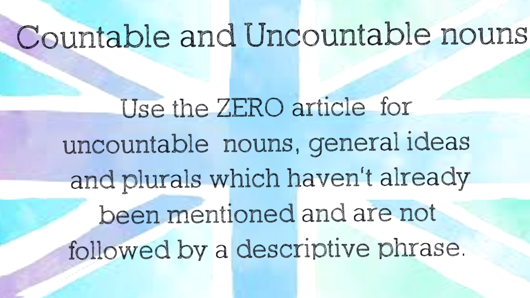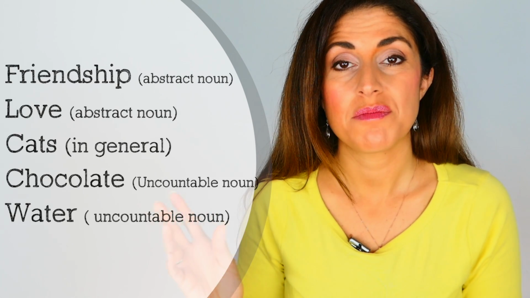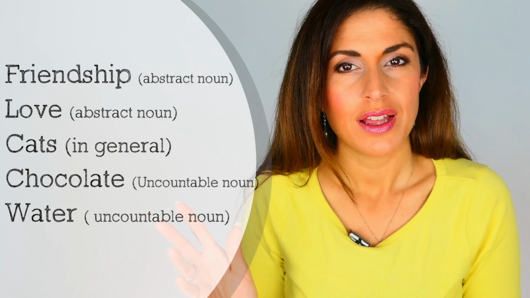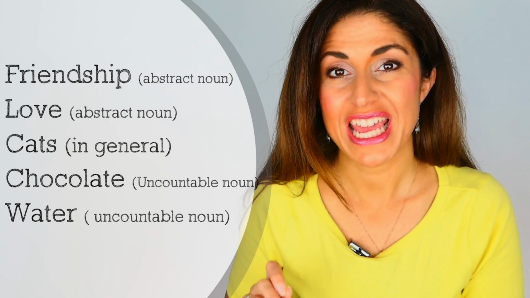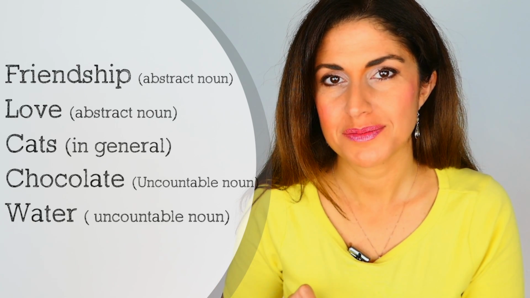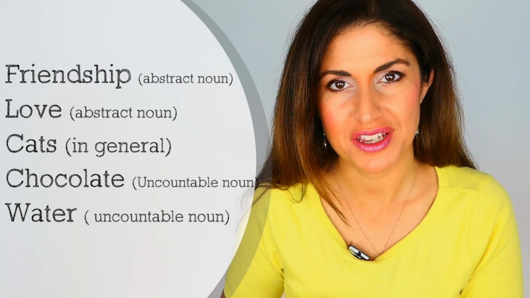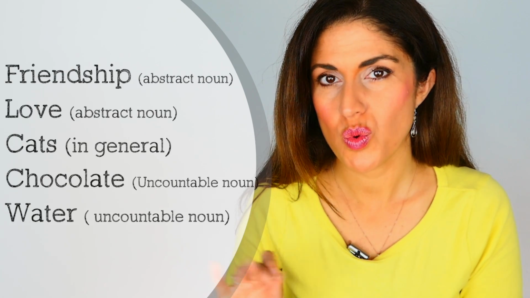Next, use the zero article for uncountable nouns, general ideas, and plurals which haven't already been mentioned and are not followed by a descriptive phrase. For example, friendship is an important part of life. Love is a complex thing. I love cats. She ate a lot of chocolate. How much water did you drink? I drank a lot of water.